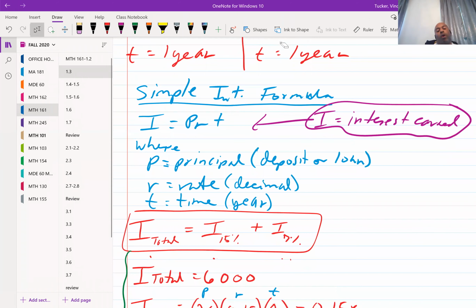All right, so we already know the interest total. We want it to total up to $6,000. That's the goal. That's why we're doing all this calculation. We want our total to add up to 6,000.